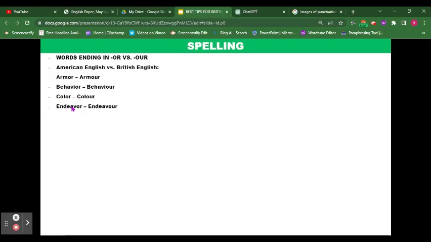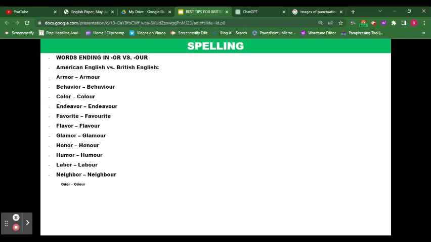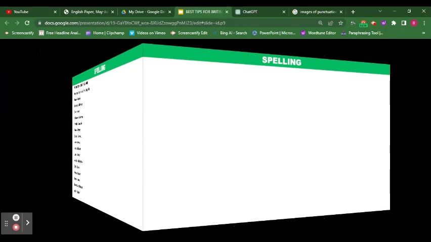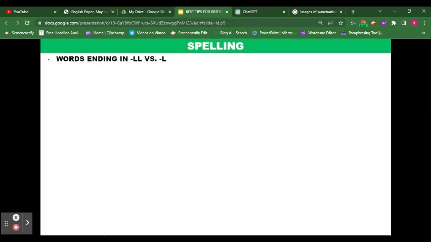You have color, you have endeavor, you have favorites, you have flavor, you have glamour, you have honor, you have humor, you have labor, you have neighbor, you have order, you have rumor, savor, splendor, vigor. Okay. Then other word spelling differences, we earlier saw it, LL versus L.